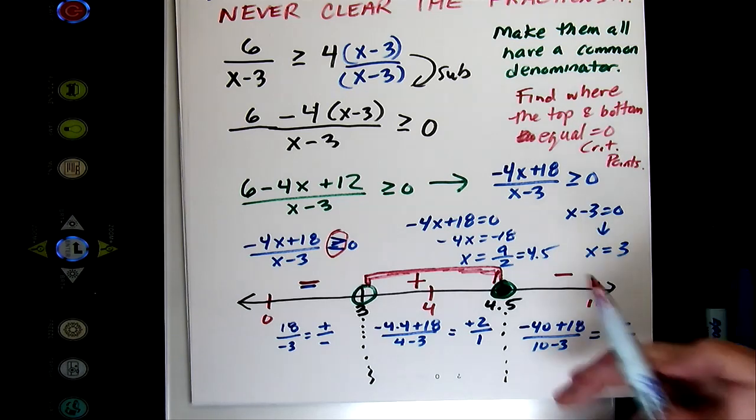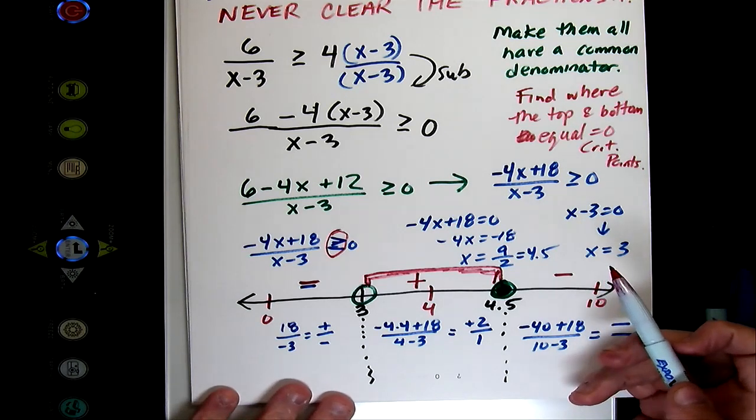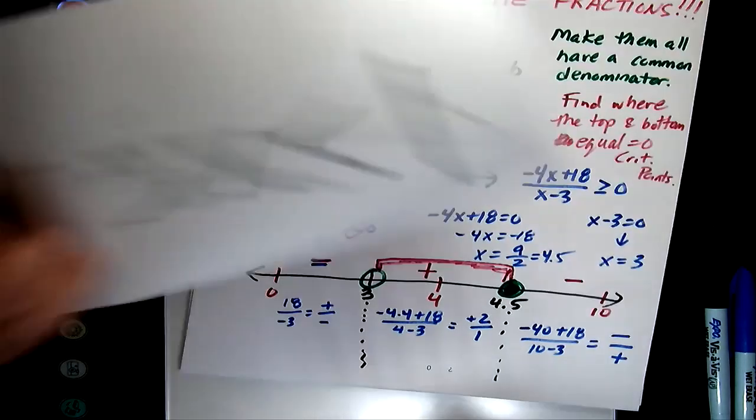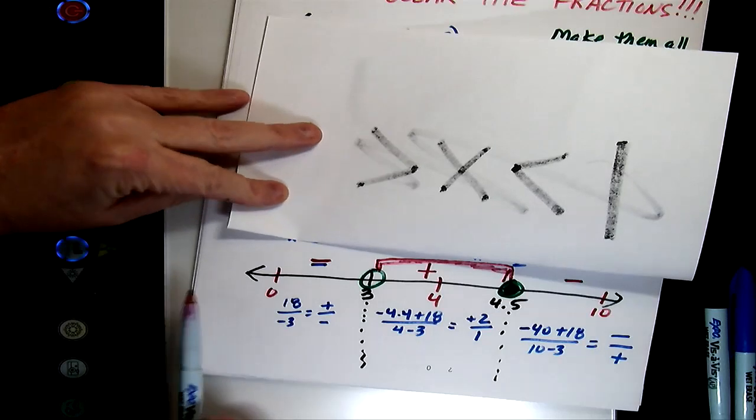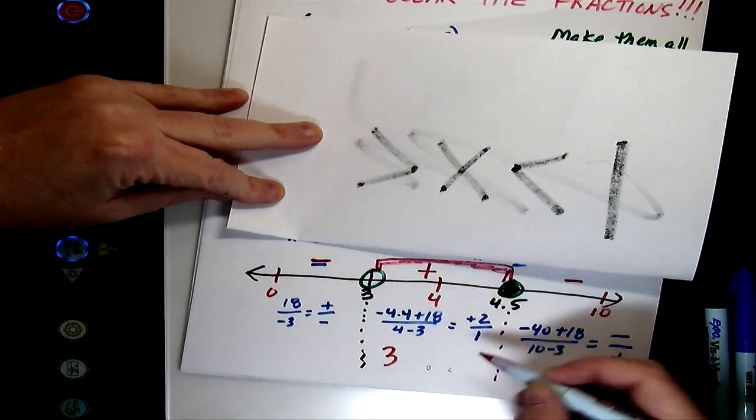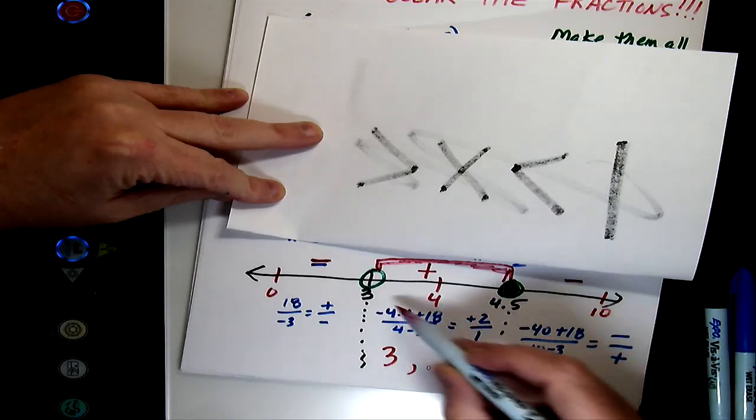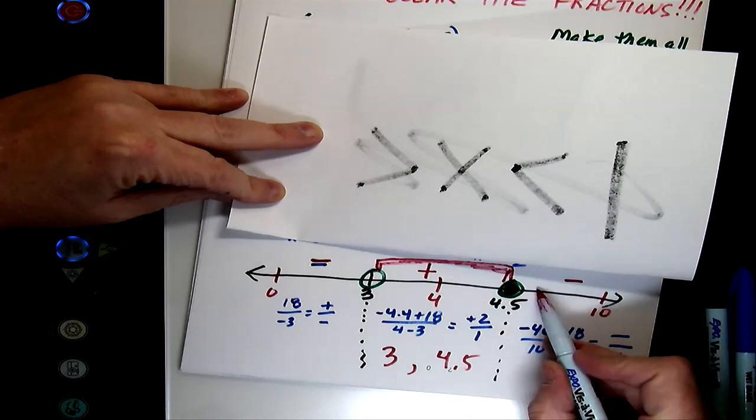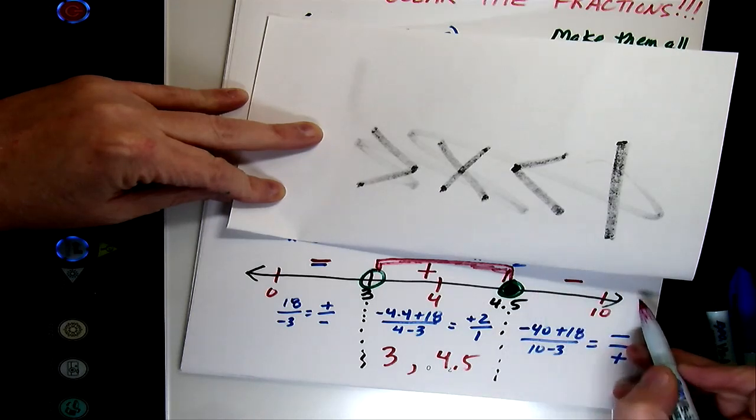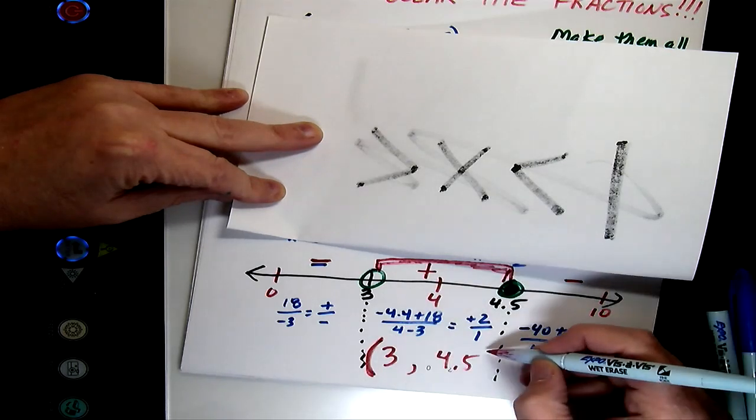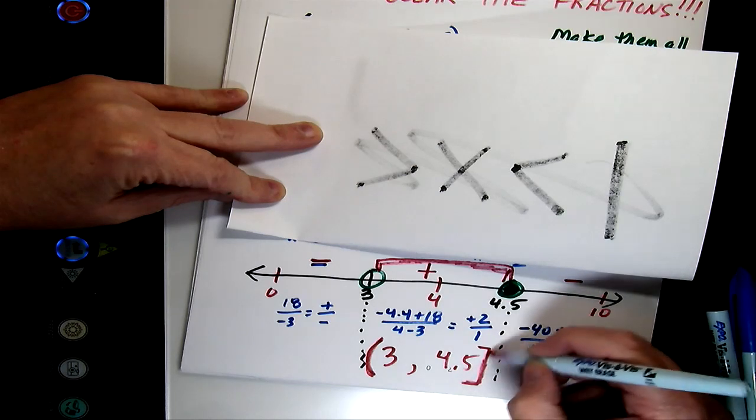So, interval notation. I go left to right. I have nothing until I hit the 3. And I keep going all the way up to the 4.5. And then I have nothing after it. The 3's got a hollow point, so it gets a parenthesis. The 4.5 has a solid point, so it gets a bracket.